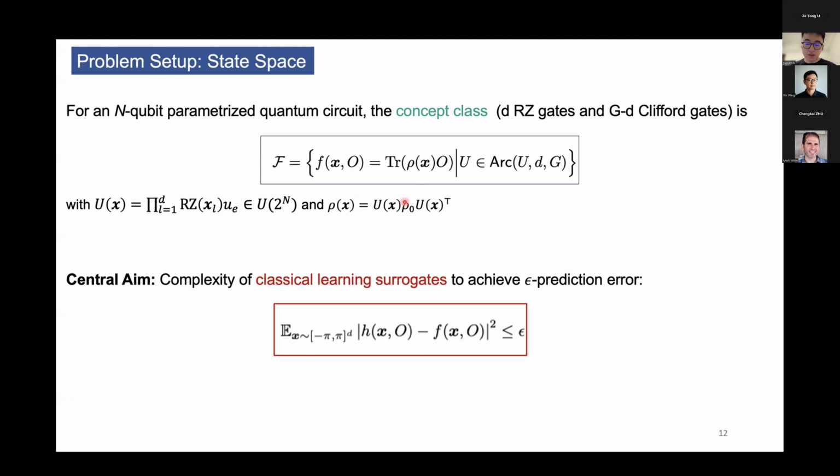And of course, a classical learner doesn't know the circuit layout, so the architecture of this unitary can be varied. So this induces a concept class, and indeed we have a target concept, and the purpose is to build a classical learning surrogate to find this target concept from this concept class to achieve a small prediction error, which is denoted by epsilon. So on average, our research aim is to derive the computational complexity of the classical learning surrogate to achieve this absolute prediction error.